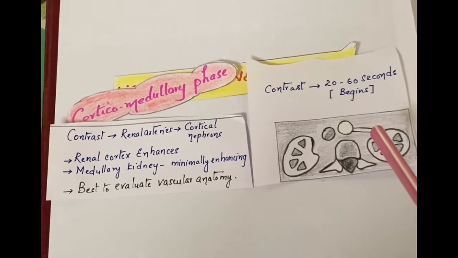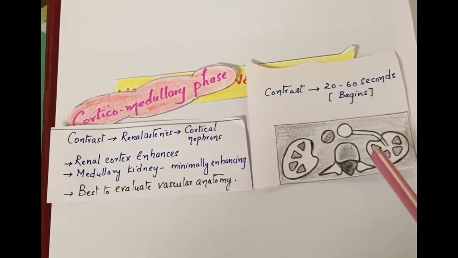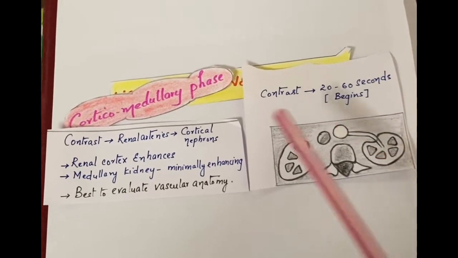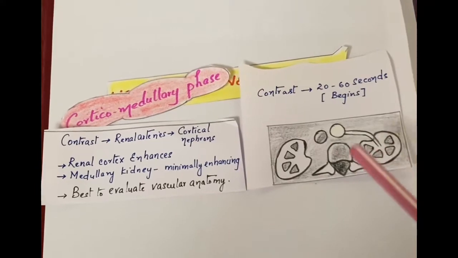Once the contrast passes through the renal arteries into the cortex, the renal cortex enhances. Here the medulla is only minimally enhancing, and this is the corticomedullary phase. This is best to evaluate the vascular structures.